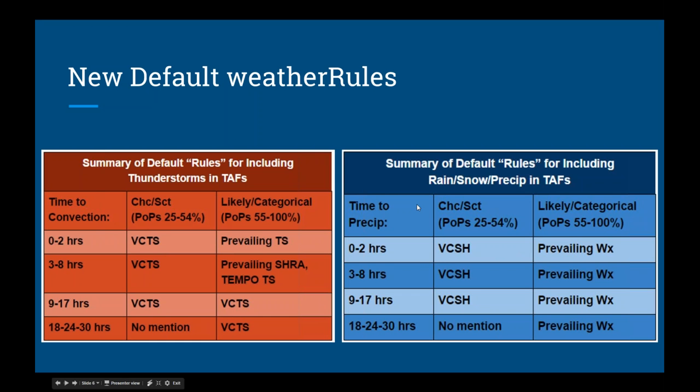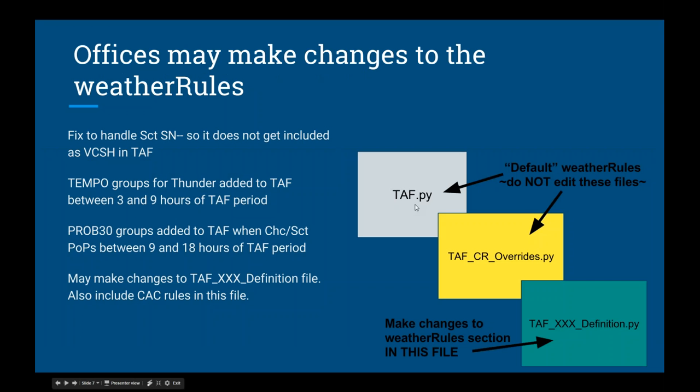And this is what's defaulted for Central Region, but your office has the ability to make changes to the weather rules. You can change your TAF definition file, your local definition file. And there are instructions in documentation that are linked in this PowerPoint and linked on the CRDoc toolbox.